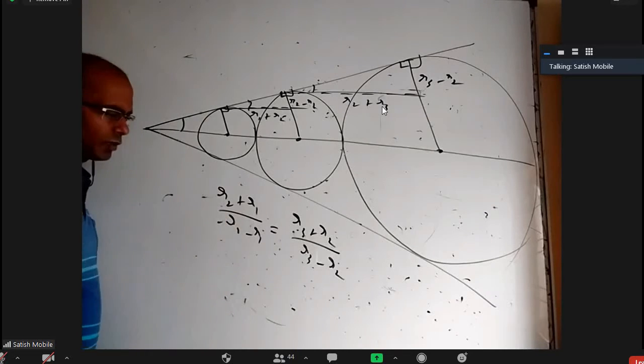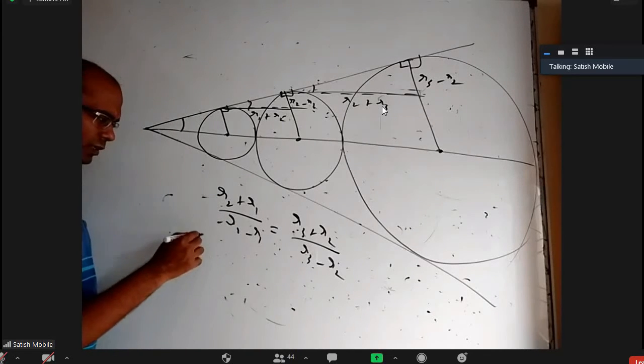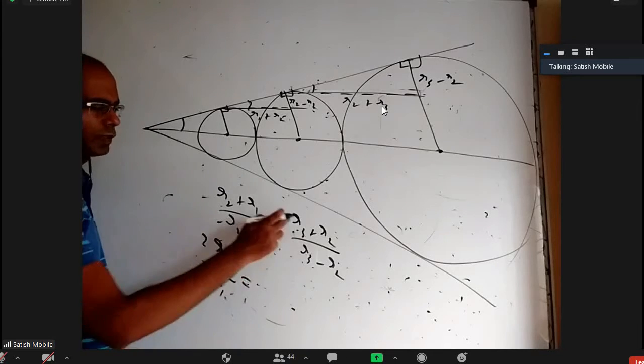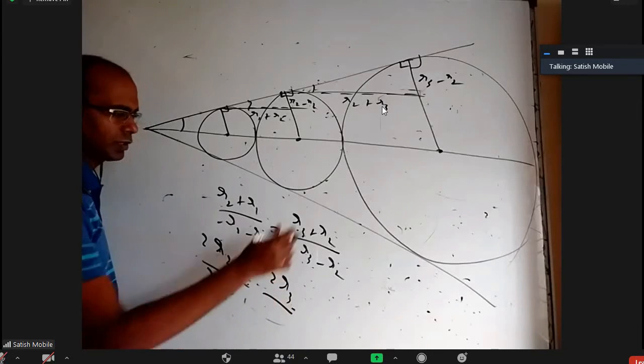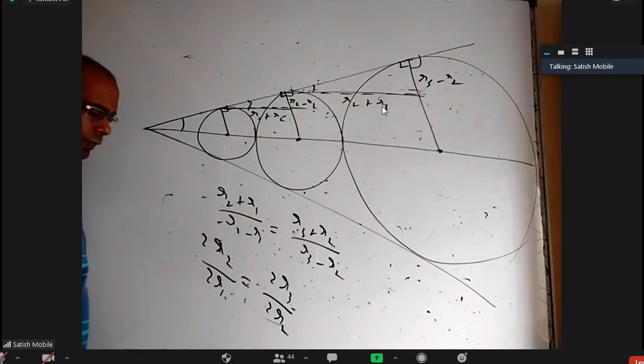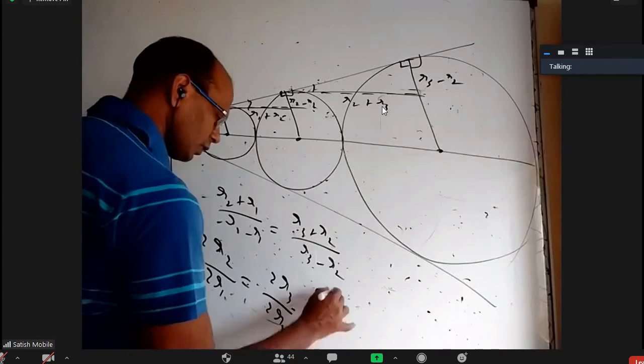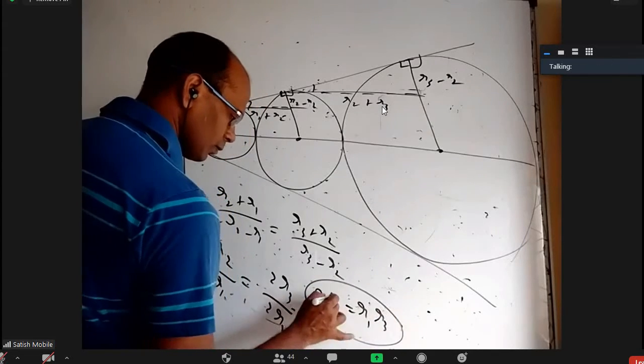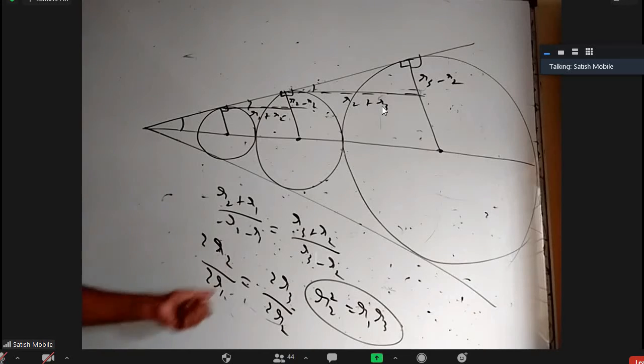You can apply componendo and dividendo. Numerator plus denominator is 2R2. Numerator minus denominator is 2R1. Here numerator plus denominator is 2R3. Numerator minus denominator is 2R2. When you do cross multiplication, you get R2 square equal to R1 R3. That means they're in GP.